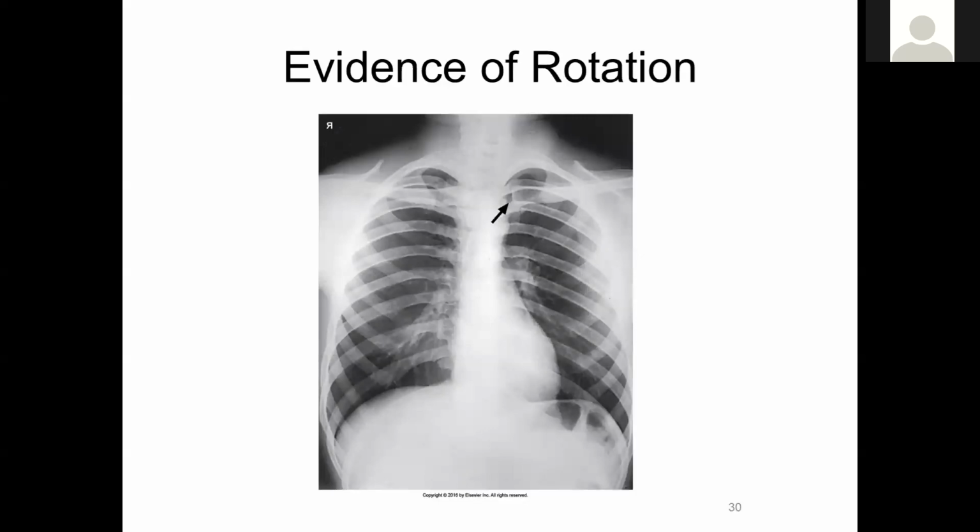Here's a subtle but important rotation. You can see there's a gap on the left side where the arrow is pointing. A wider gap between the end of that clavicle and the manubrium of the sternum compared to the right clavicle. So that indicates that this patient has shifted, has turned to the left.